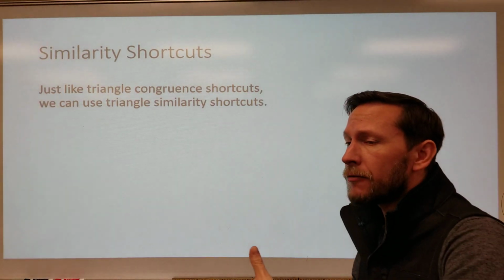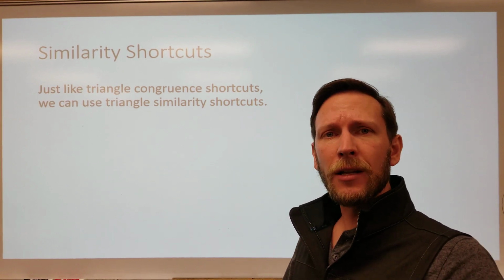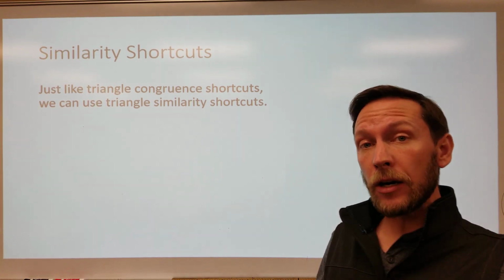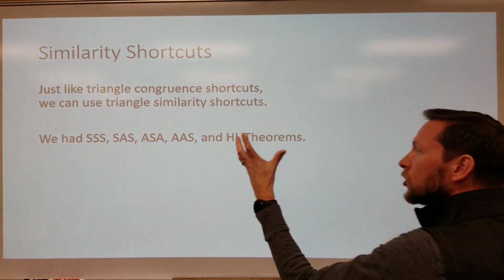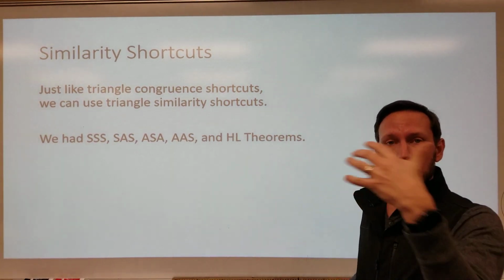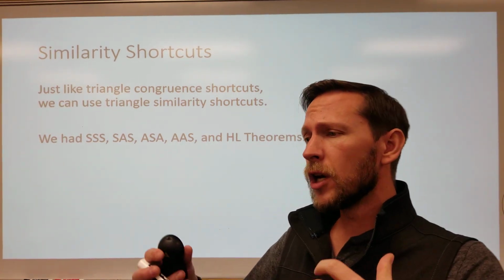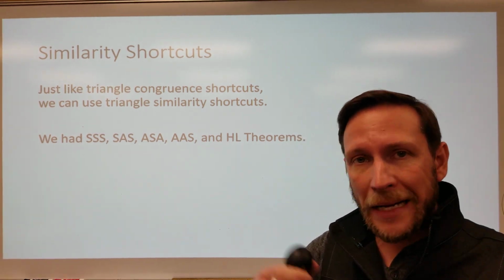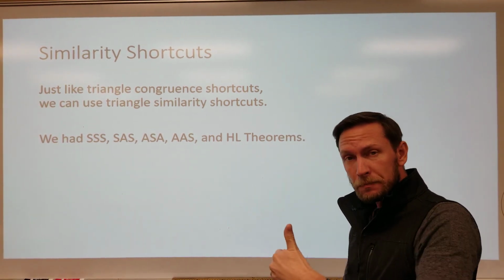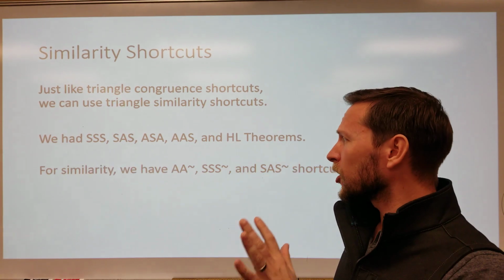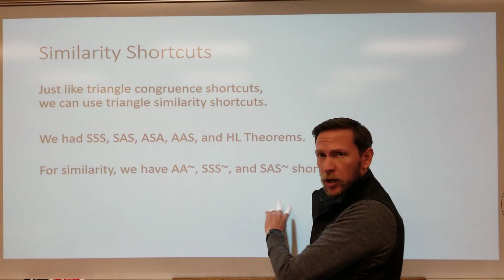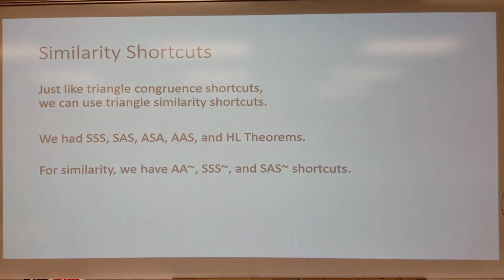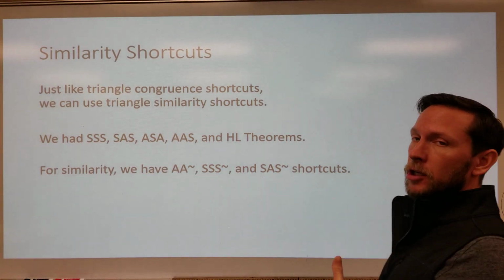So just like we have triangle congruence shortcuts, like side-side-side, side-angle-side, etc., we have triangle similarity shortcuts. We're used to using these theorems, these shortcuts, back in Unit 4 when we were proving that our triangles were congruent. That was only for triangles. It didn't work with quadrilaterals or pentagons or whatever else, but it worked with triangles. Likewise, today I've got a couple of shortcuts that we are going to be using for similarity: angle-angle similarity, side-side-side similarity, and side-angle-side similarity shortcuts.